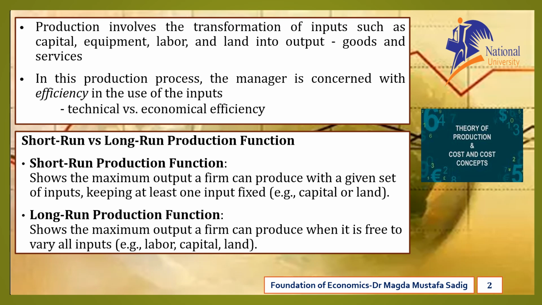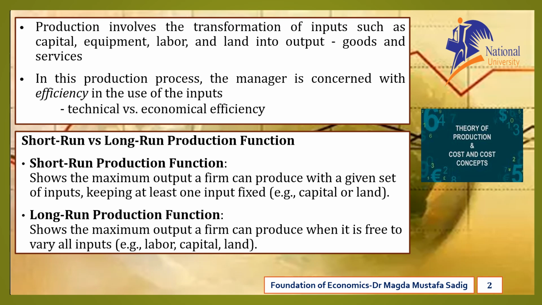Economic efficiency. A firm is economically efficient when it produces a given output at the lowest possible cost, considering input prices. So it is not just about using fewer resources, but using the right combination of resources at the best cost. Example, a firm might use a more expensive machine that replaces 3 workers, but saves money overall. That is economic efficiency.